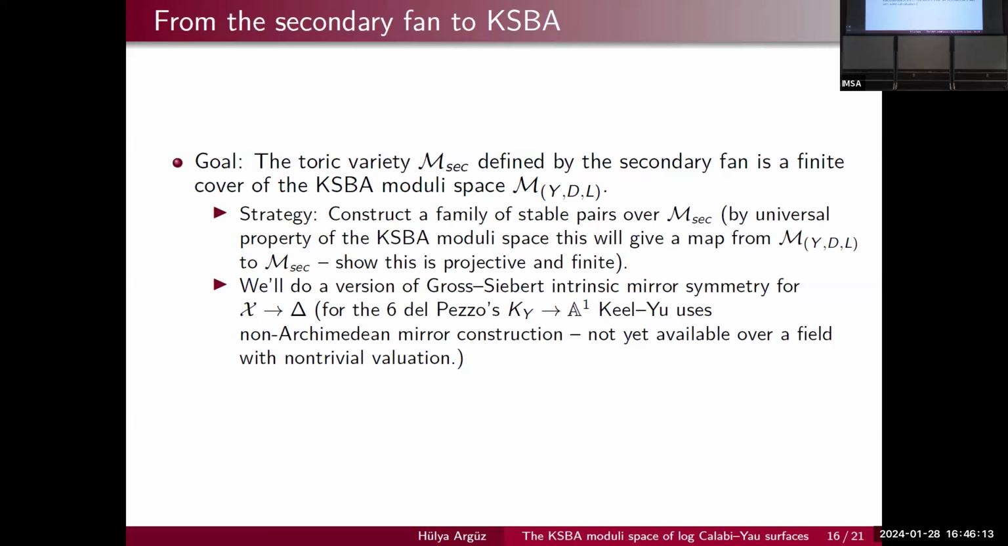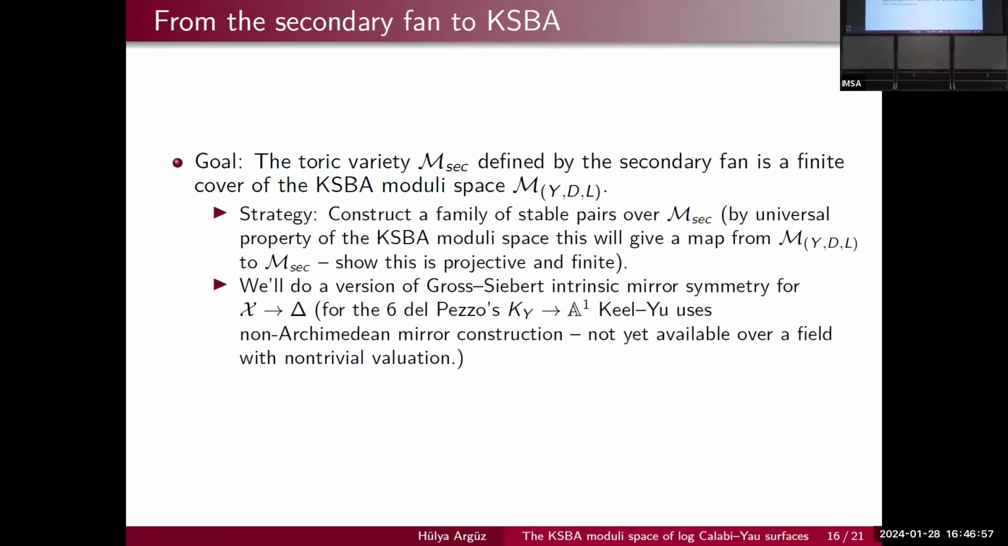So our goal is to show that the toric variety defined by the secondary fan is a finite cover of the KSB moduli space. And to show this, the strategy will be to construct a family of stable pairs over the toric variety corresponding to the secondary fan. By the universal property, this will give a map from the KSB moduli space to the toric variety. And we will show this is projective and finite. And to show this, at this point, we will take the mirror of the mirror we construct. Now we can do the intrinsic mirror of what we construct of Gross-Siebert.